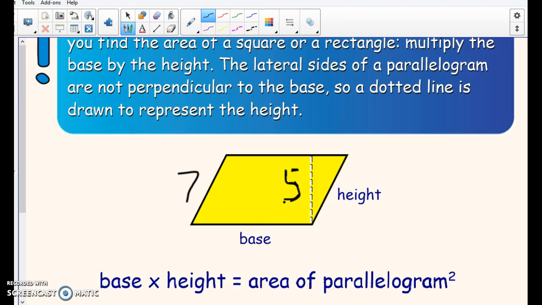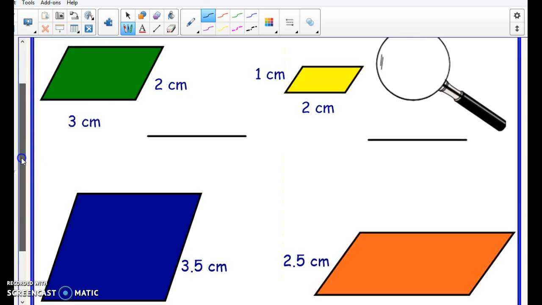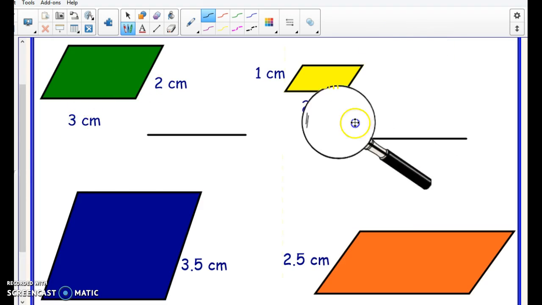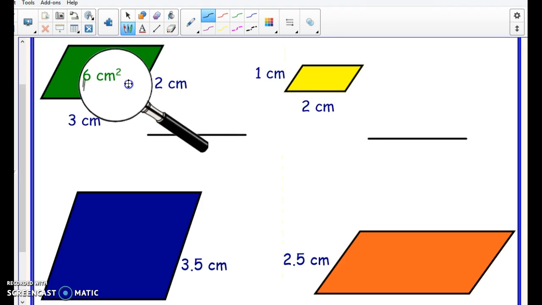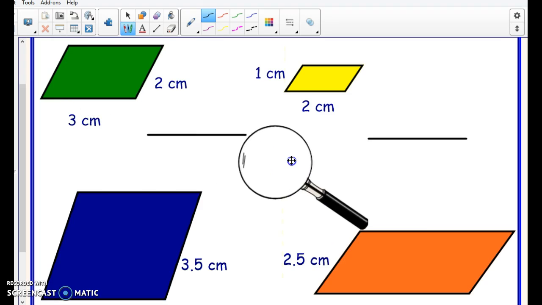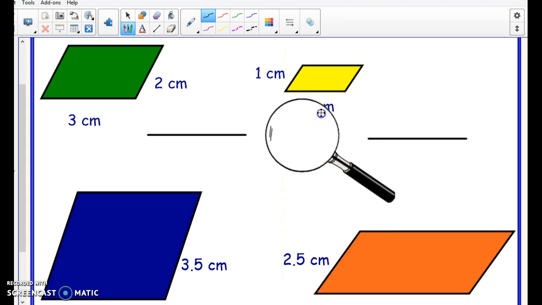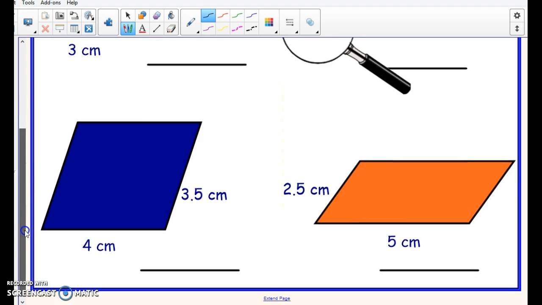So if you look at some example problems, we have a parallelogram over here where our two numbers are 3 and 2, and since we're talking about area, our answer is always going to be in square units, so 3 times 2 is going to give us 6 centimeters squared. Over here for this yellow parallelogram, we have 1 by 2, and again we're in square units, so it's going to be 2 centimeters squared.